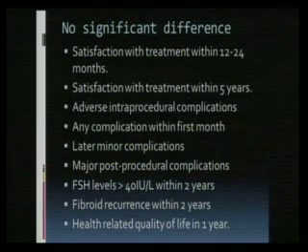The following outcomes did not show any significant difference. Satisfaction within 12 to 24 months, satisfaction within 5 years, adverse intraprocedural complications, any complication within the first month, later minor complications, major post-procedural complications, FSH levels above 40 within 2 years: there's no significant difference. Fibroid recurrence in comparison with myomectomy within 2 years, no significant difference. And health-related quality of life, including sexual life, within 1 year, no significant difference.